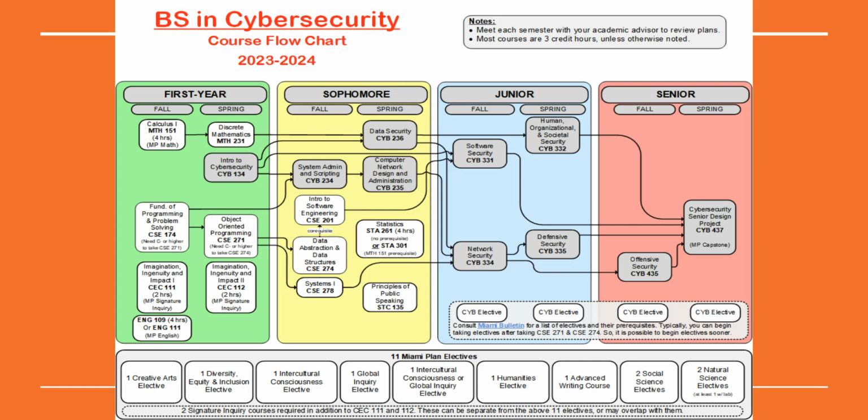English 111 is a requirement for our major, as well as STC 135, Principles of Public Speaking. That is also a requirement for cybersecurity. At the bottom, you see all of our Miami Plan electives. We have 1 creative arts, 1 DEI, 1 intercultural consciousness, and you can see the rest of them, which go into more detail about which ones you have to take. I'll talk about more of those classes in a few minutes.